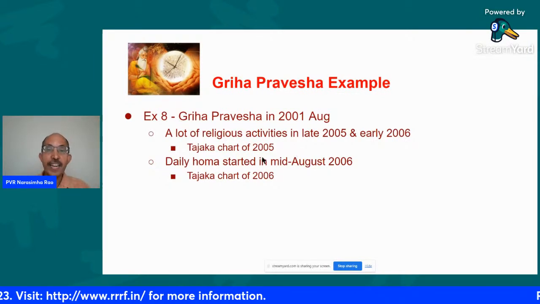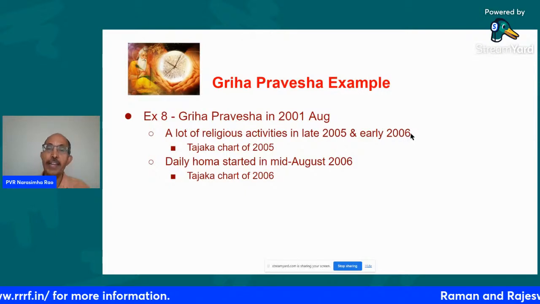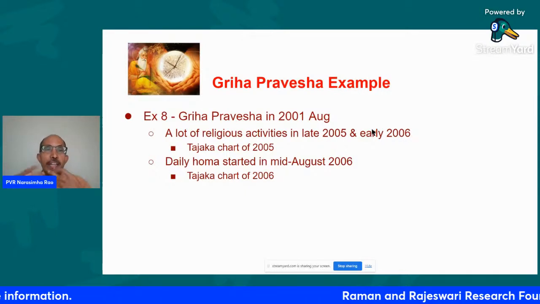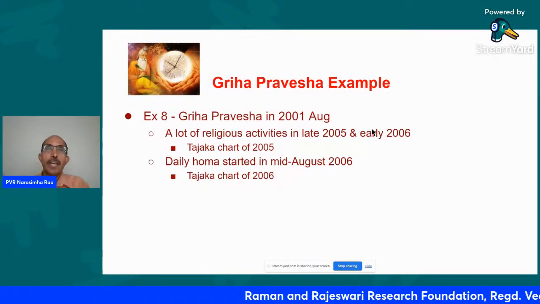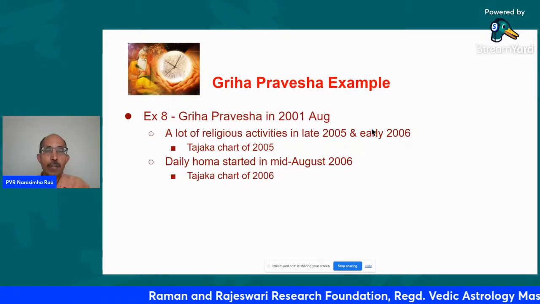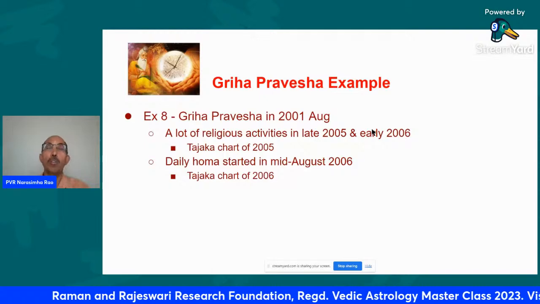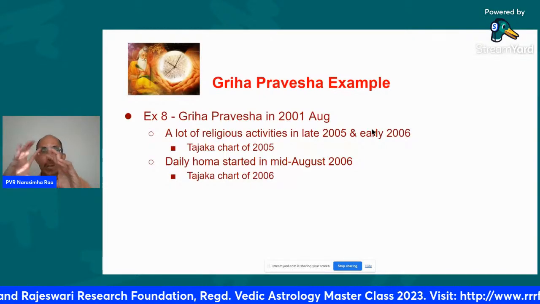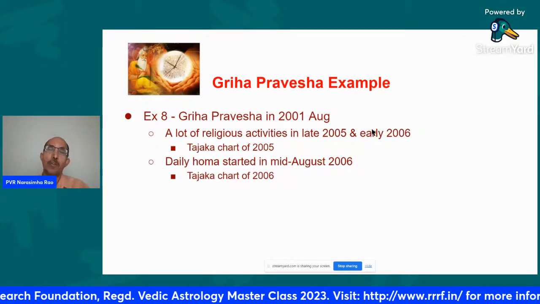A lot of religious activities happened in late 2005 and early 2006 in that house. So again, when you start living in a house, if there is a lot of dharmic work happening in that house, that will be seen in the Gruha Pravesha chart also, because you are living in that particular house as an owner.